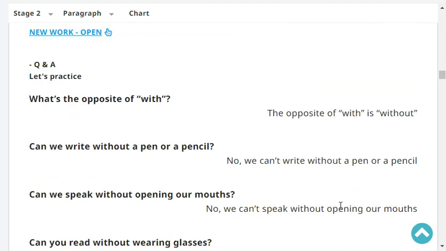What's the opposite of with? The opposite of with is without. Very good. Can we write without a pen or a pencil? No, we can't write without a pen or a pencil.